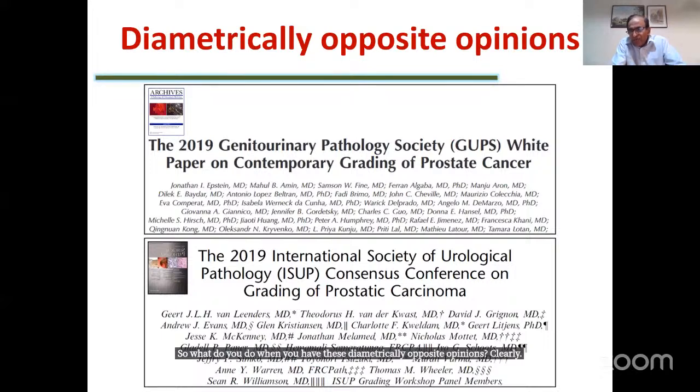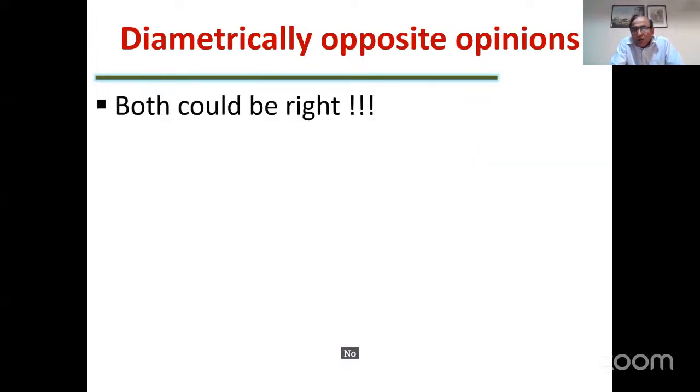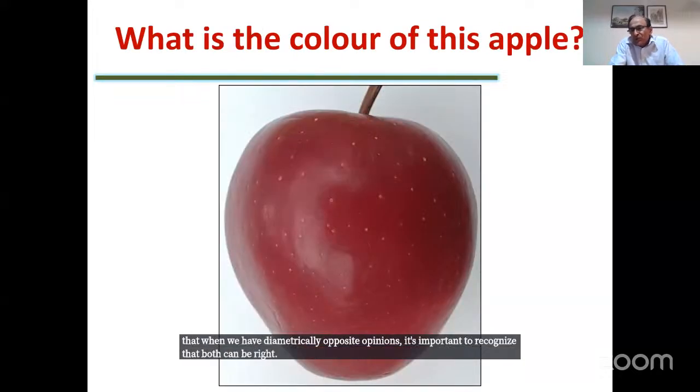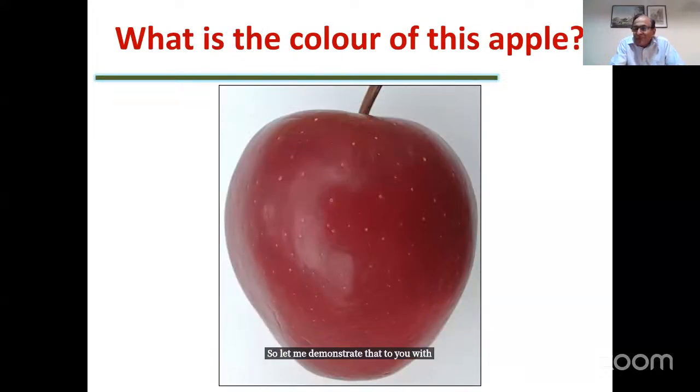Clearly, if your opinion is diametrically opposite to mine, I know that my opinion is right. It's always right. So your opinion has to be wrong. No, I think that's wrong. When we have diametrically opposite opinions, it's important to recognize that both can be right. So let me demonstrate that to you with a small mind experiment.